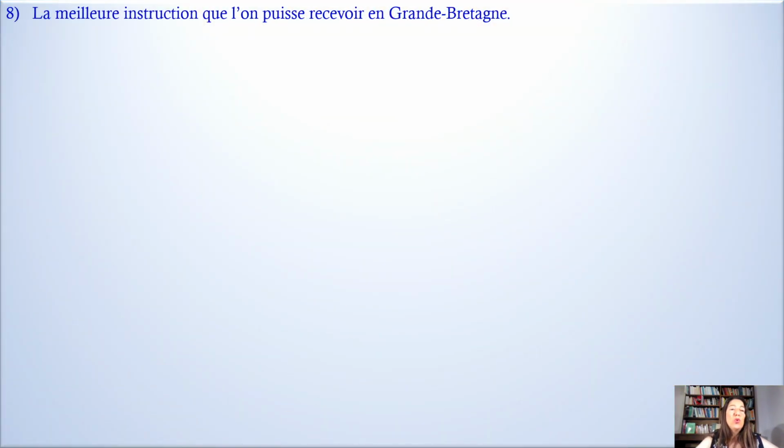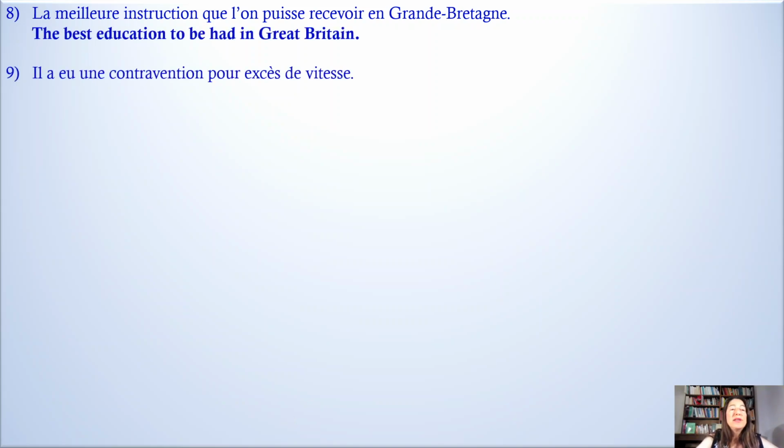La meilleure instruction que l'on puisse recevoir en Grande-Bretagne. So again, on here refers to something that is really vague. Therefore, the passive voice will be appropriate. The best education to be received in Great Britain or to be had, because in this case, have is possible, even though it is seldom used, but when it's a synonym for receive or get, then it works and it can be used in the passive voice sentences.